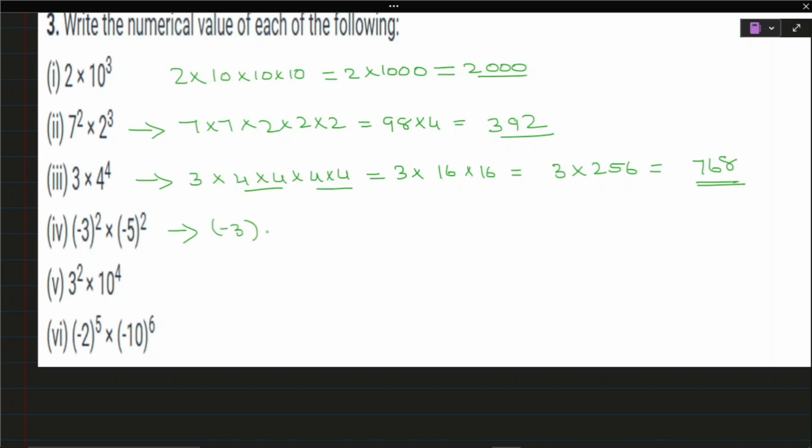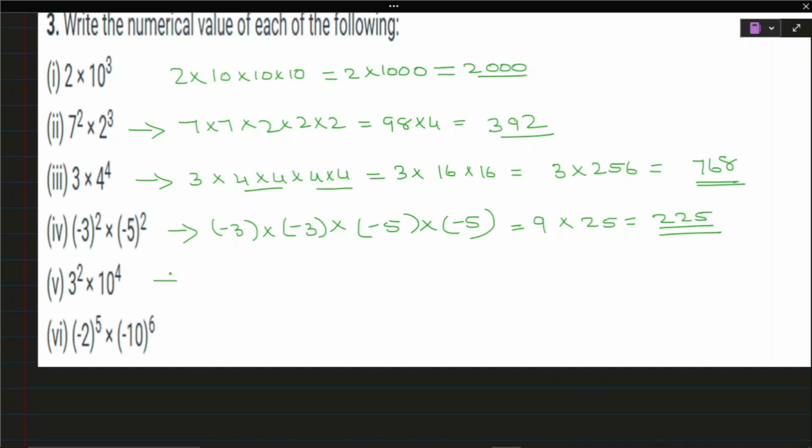Now next one, minus 3 to the power 2. That means minus 3 is repeating 2 times. Now minus 5 square means minus 5 is repeating 2 times. So here minus 3 multiplied with minus 3, minus into minus is plus, 3 into 3, 9. Then 5 into 5, 25, minus into minus plus. So 9 into 25, that means 225. That is the final answer.